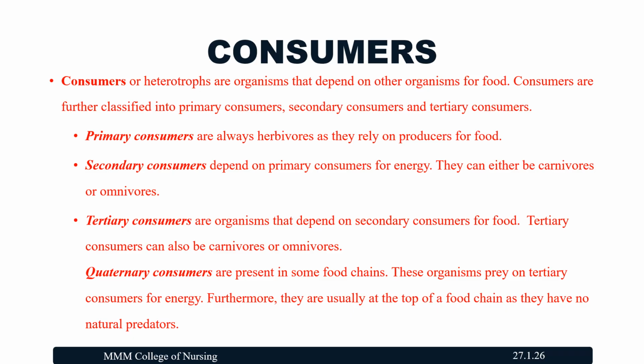Tertiary consumers are organisms that depend on secondary consumer for food. Tertiary consumers can also be carnivorous or omnivorous. And quaternary consumers are present in some food chain. This organism prey on tertiary consumers for energy. Furthermore, they are usually at the top of the food chain as they have no natural predator.